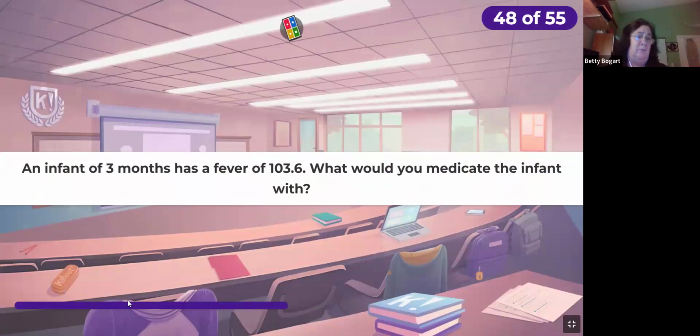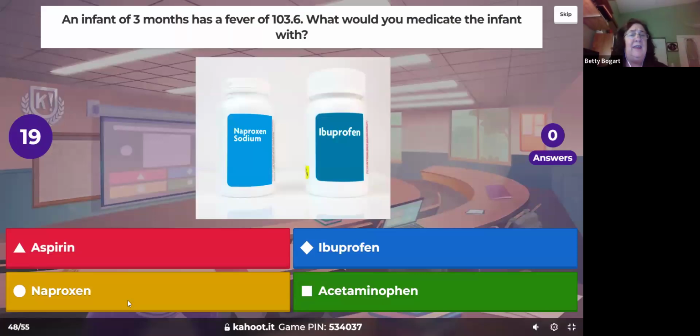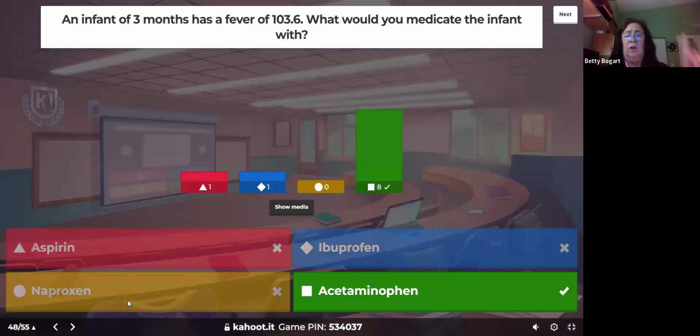An infant, 3 months old, has a fever of 103.6. What would you medicate an infant with? What do you give a 3 month old infant for a fever? Only acetaminophen. You can't give anything else till about 6 months, and then you could start ibuprofen. There's something to do with blood coagulopathies, and the infant can't tolerate it till 6 months old.